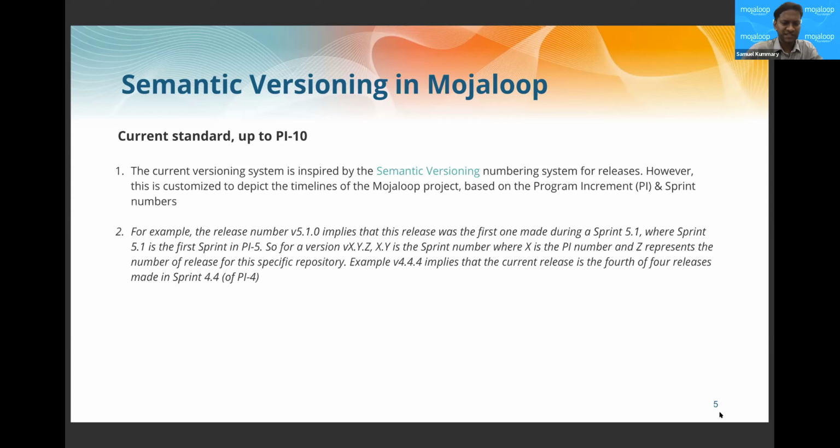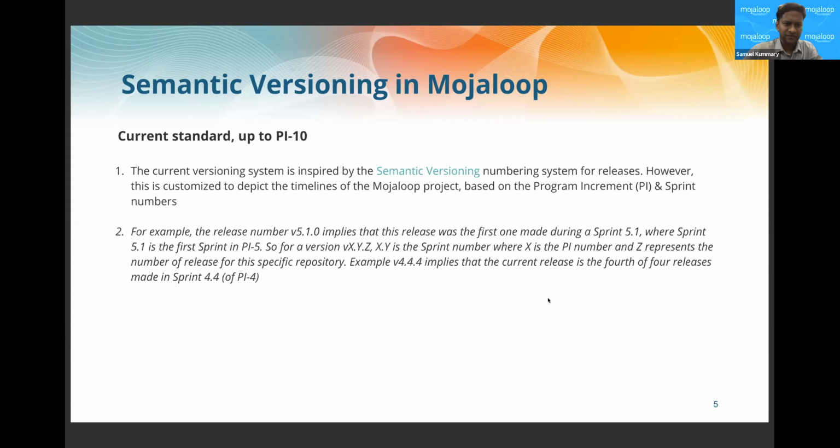So we proposed in the last PI 10 meeting that we want to move to a more standardized version now that Mojaloop has matured into where it is now. Earlier, we had a PI and sprint-based versioning number inspired by semantic versioning, where we use an x.y.z format for our releases on the services and Helm.